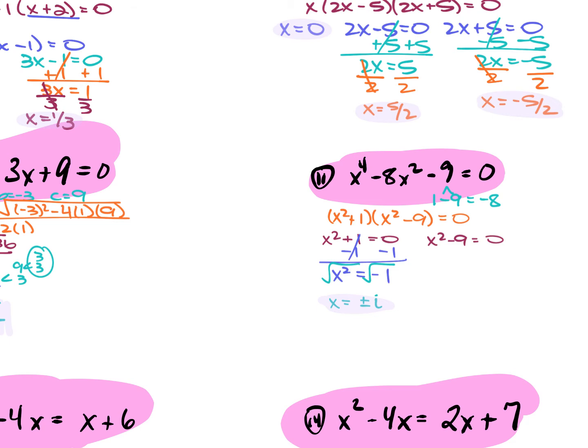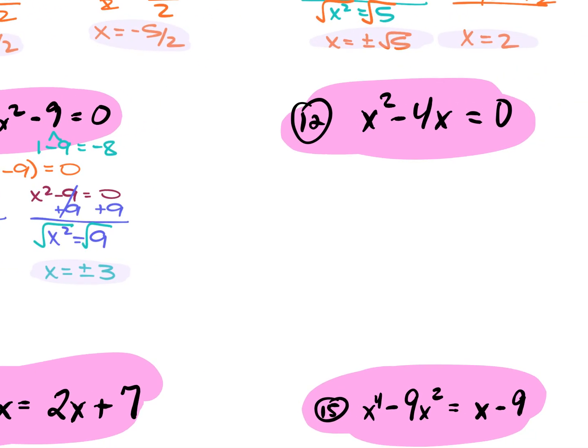It's half of them. For the x squared minus 9 is equal to 0, move your 9 over, add it to both sides. You have x squared is equal to 9. Take the square root of both sides. Make sure you put the plus or minus in front of your answer. And you have x is equal to plus or minus 3 as well. So you have that plus or minus i and that plus or minus 3.